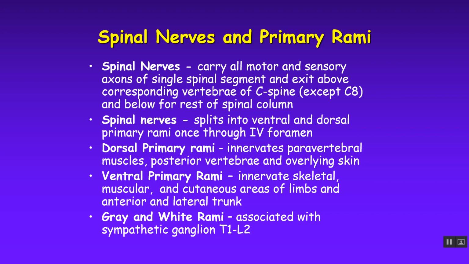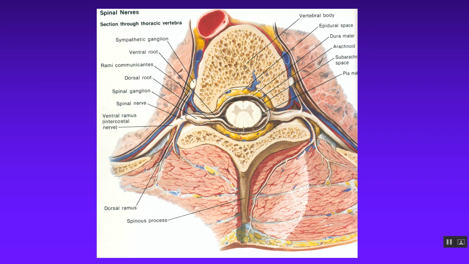Once they go through the intervertebral foramen, once they come out of the little hole in the side of your spinal column, the dorsal primary rami goes to the back part of your body, the paravertebral muscles. The ventral rami go to the front part of your body, limbs, anterior and lateral trunk. Remember, we have the gray and white rami that are associated with the sympathetic chain ganglion, just from that T1 to L2 region. This is a picture you've seen before, just showing you those same things there.